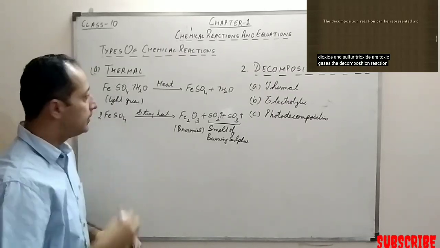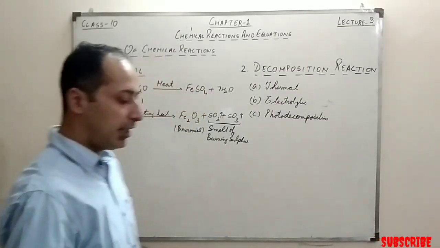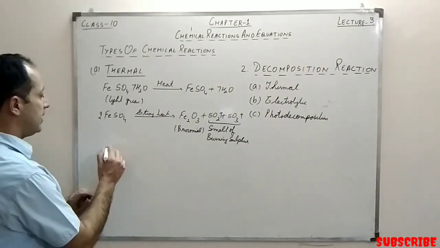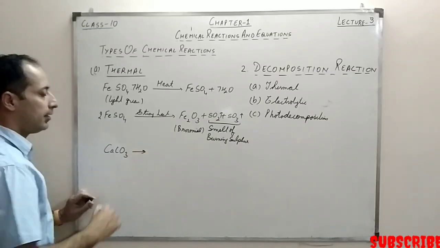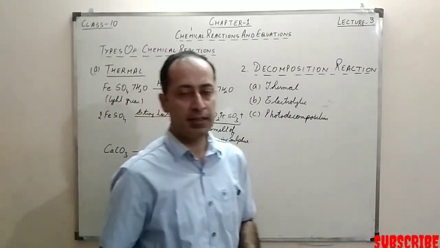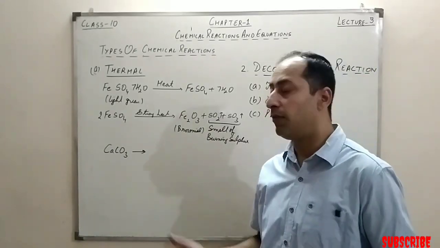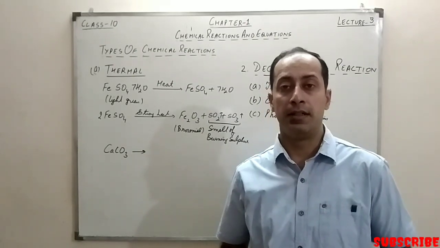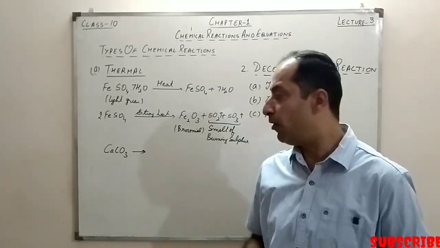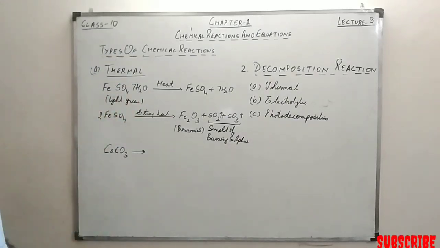So this is what happens in case of the decomposition of ferrous sulfate crystals, right? Then we talk about the decomposition of calcium carbonate. Now, you remember in the previous combination reaction we discussed that calcium carbonate is formed when calcium hydroxide reacts with CO2 present in the air to form calcium carbonate. Now we will be talking about how this calcium carbonate breaks down.